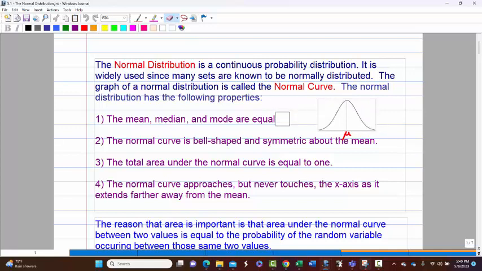And let's look at the basic properties of this graph. The mean, median, mode are the same, and they're right here in the middle of the graph. The normal curve is bell-shaped and symmetric about the mean. Means you take one side and fold it over, it'll perfectly fit on the other side. The total area under the curve is equal to 1.